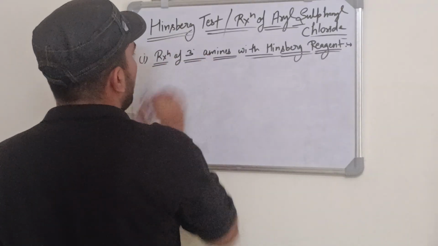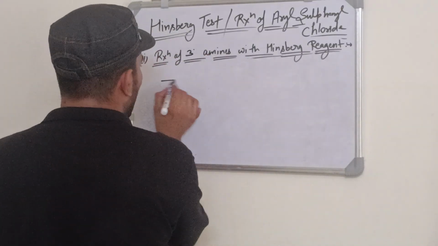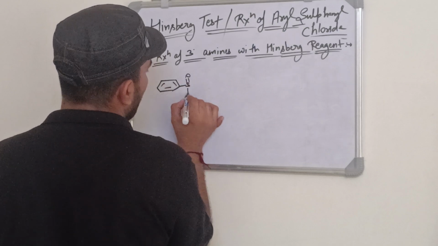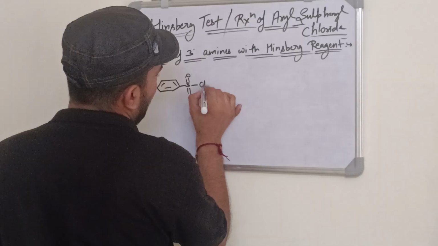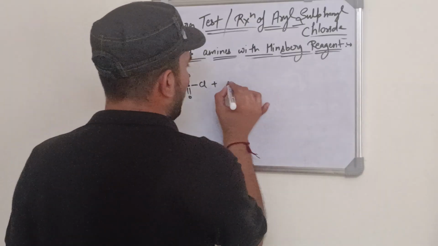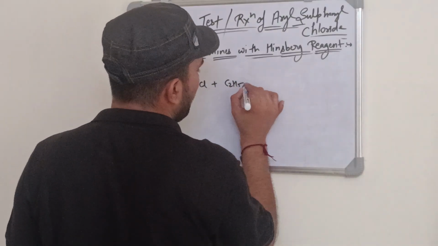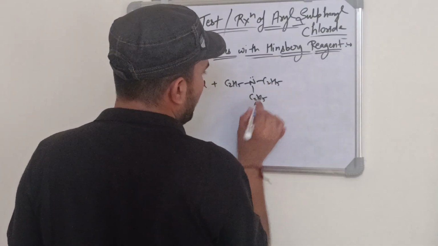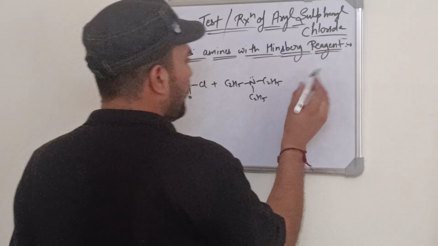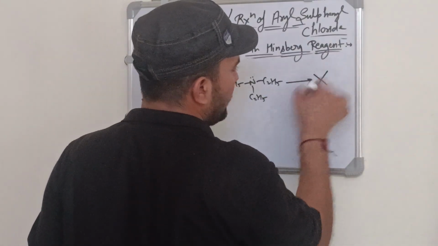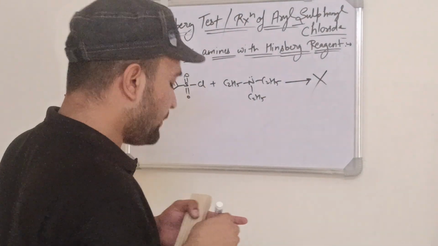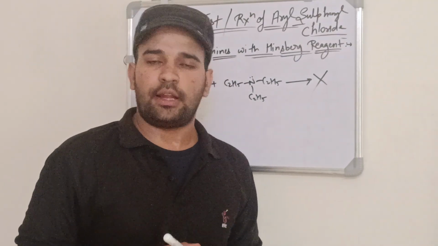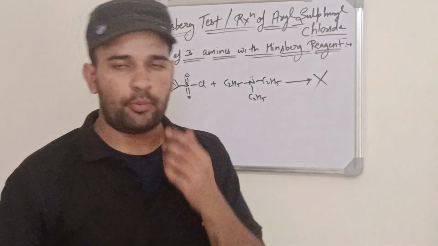Tertiary amine. In case of tertiary amines, there is no reaction between Hinsberg reagent and tertiary amine. Because in tertiary amine there is no hydrogen present, there is no possibility of removal of HCl, so there is no reaction. Okay, so in this way we can distinguish primary and secondary amine from a mixture, and we can also identify primary and secondary amine from an unknown sample.